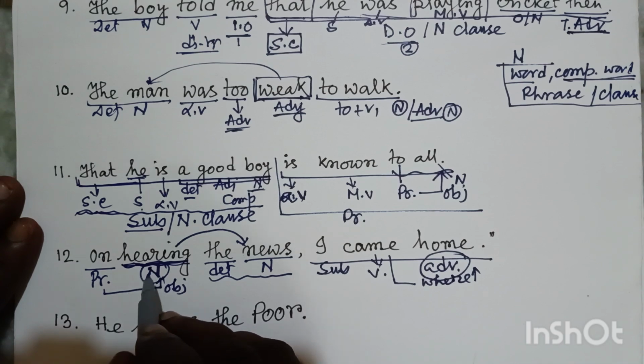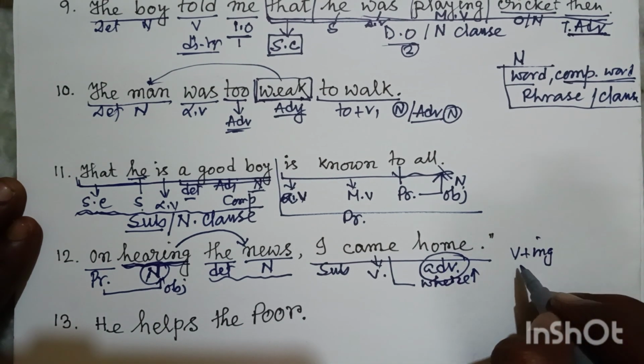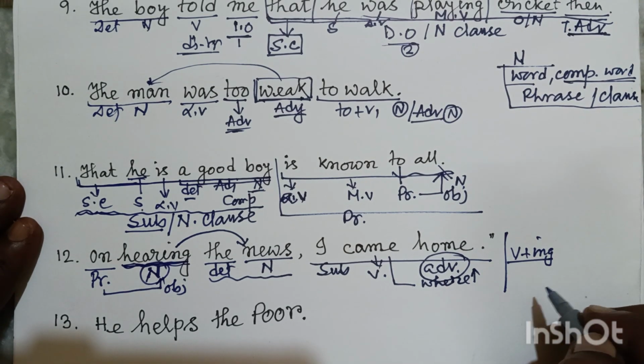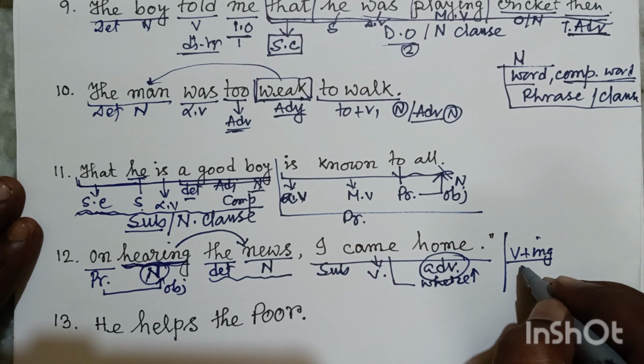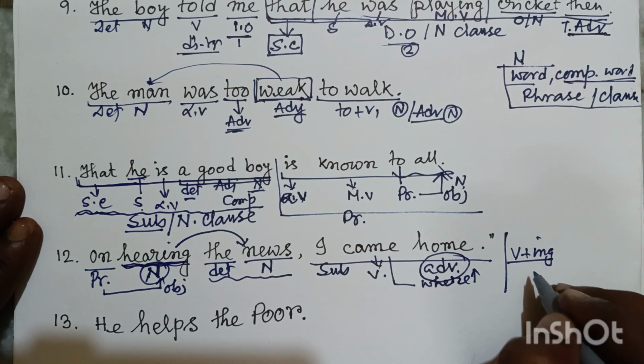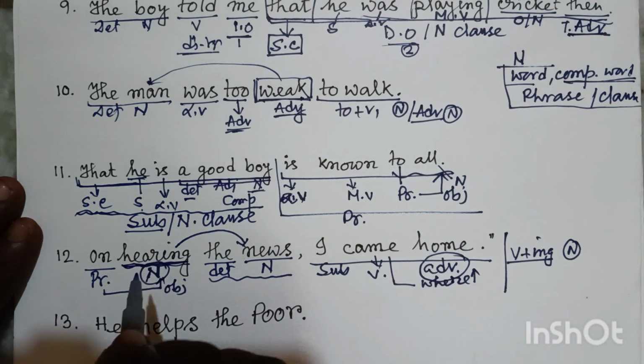That means verb with ing. Verb with ing, these words may be used as a continuous verb, it may be used as an adjective, it may be used as a noun in the sentence. Whenever it is used as a noun in the sentence, it is called a gerund. Here it is the gerund.